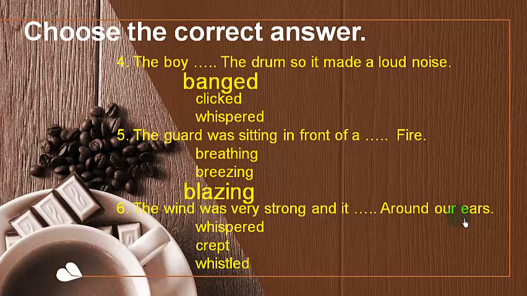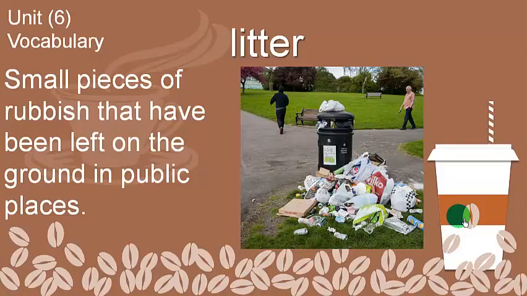Number six, the wind was very strong and it whipped around our ears. So when the wind goes around and around, it makes a very distinctive noise, which is whistling. All right, so the wind was very strong and it whistled around our ears. Good. Let's move on to vocab of unit 6.